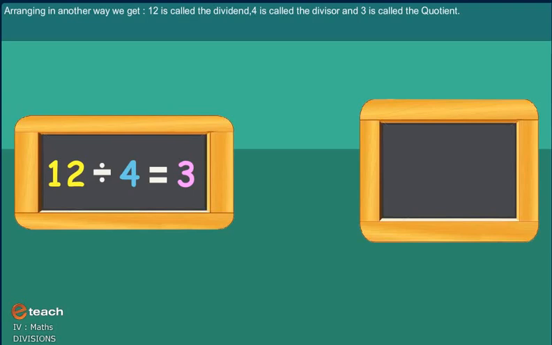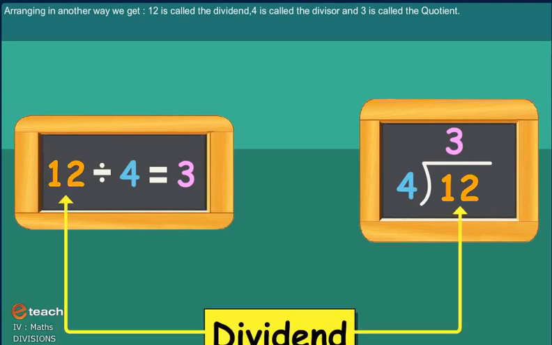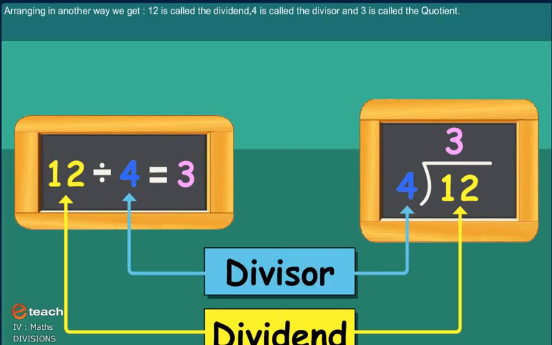Arranging in another way, we get 12 is called the dividend. 4 is called the divisor. 3 is called the quotient.